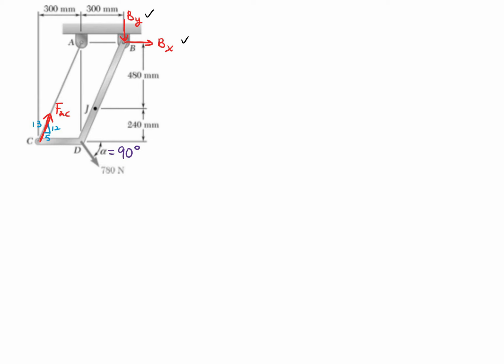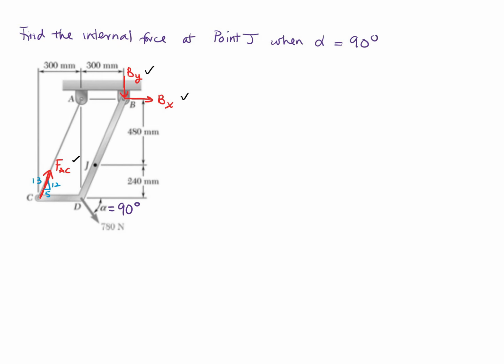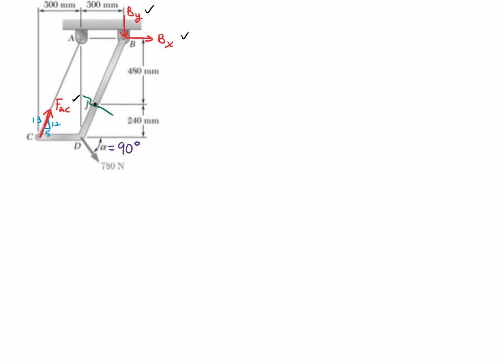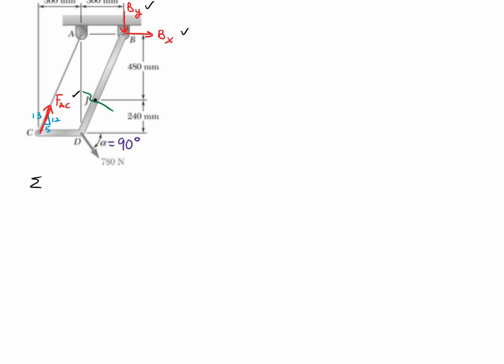So we care about Bx, By, FAC, because without that, we cannot solve our problem. And since we are finding the internal force at point J, once we find our reactions, we're going to make a cut at J, because that's exactly where we need to find our normal, shear, and moments at that point. All right, so sum moments about A.